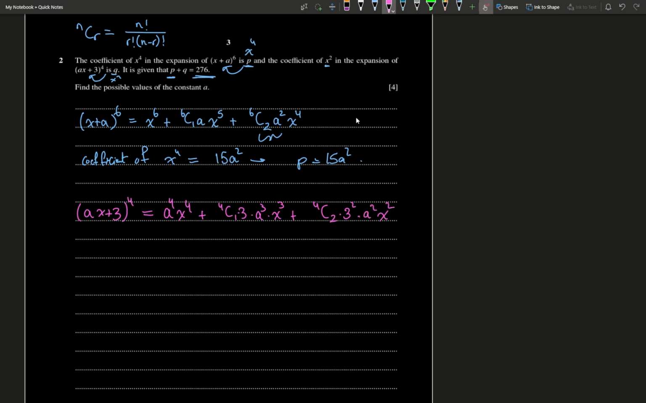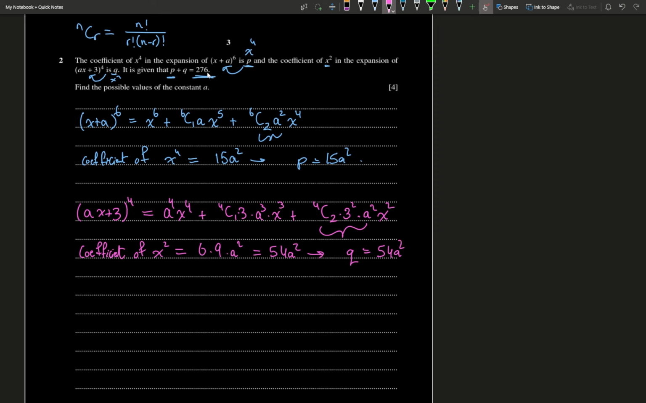The coefficient of x squared in this expansion is this right here, 4c2 times 3 squared times a squared. 4c2 is equal to 6. So if we write here, coefficient of x squared, this is equal to 4c2, which is 6, times 3 squared, which is 9, times a squared. 6 times 9 is equal to 54. This is equal to 54a squared. Therefore, q is equal to 54a squared.